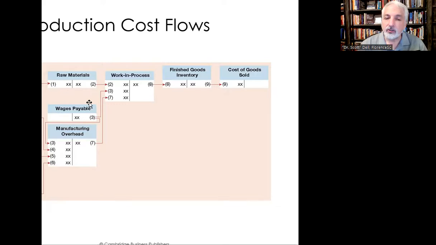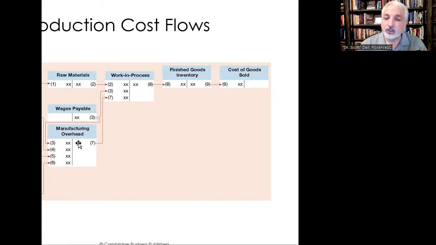And then we have the wages. We have the wages going out to work in process as well. And then we have an allocation of overhead going into work in process. Notice the actual costs of overhead are not jumping into work in process. The actual costs are being accumulated in the overhead account.